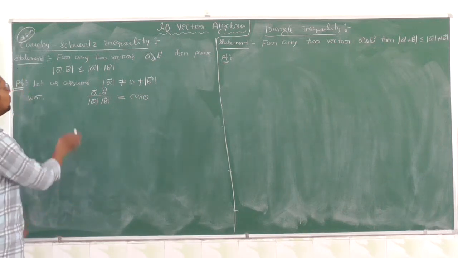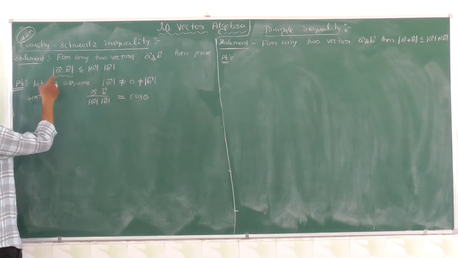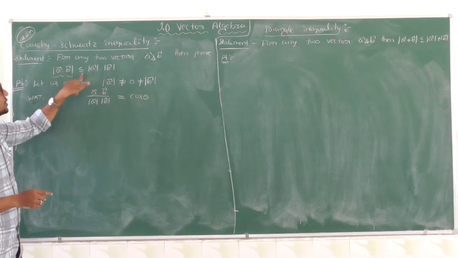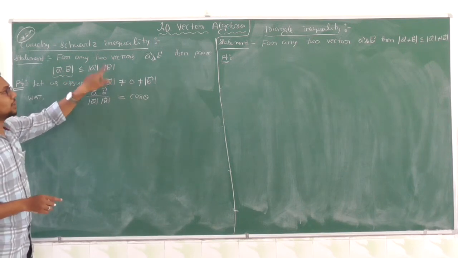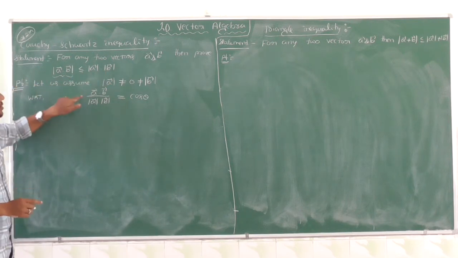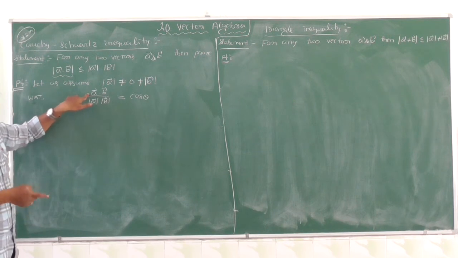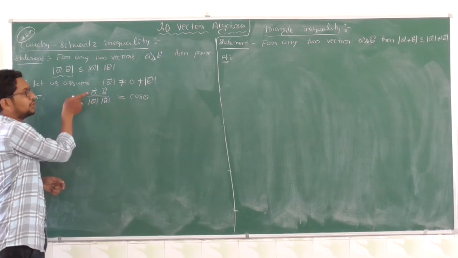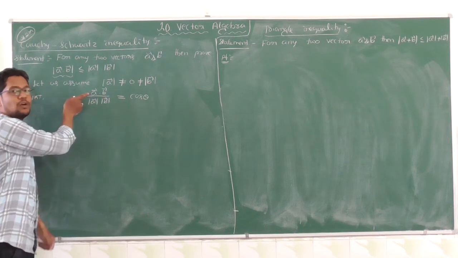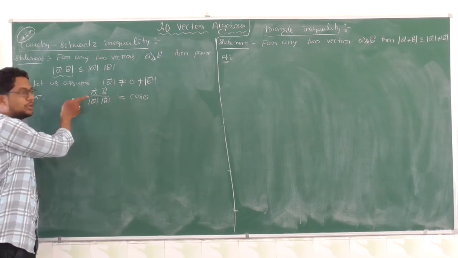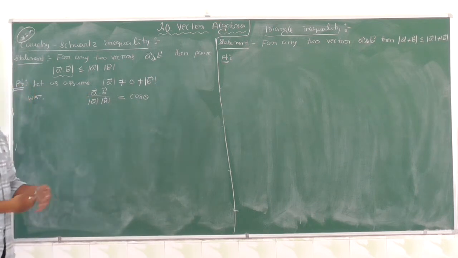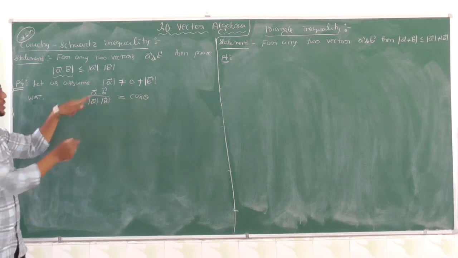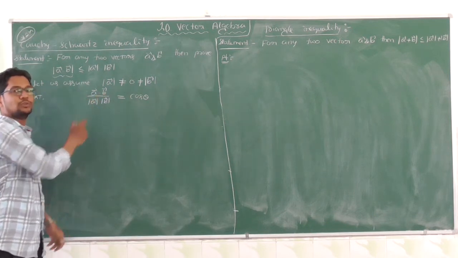Here what we have to prove? The modulus of A dot B is less than or equal to magnitude A times magnitude B. You just observe, is there any modulus or magnitude for A dot B? No, we don't have. In the numerator we have only A dot B. I want modulus here. What to do?